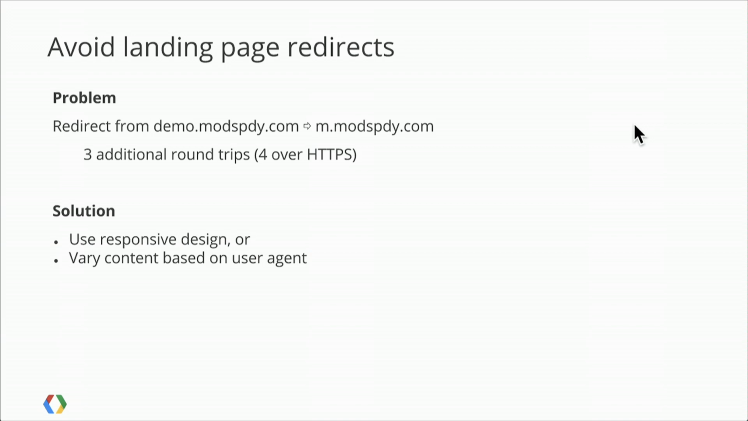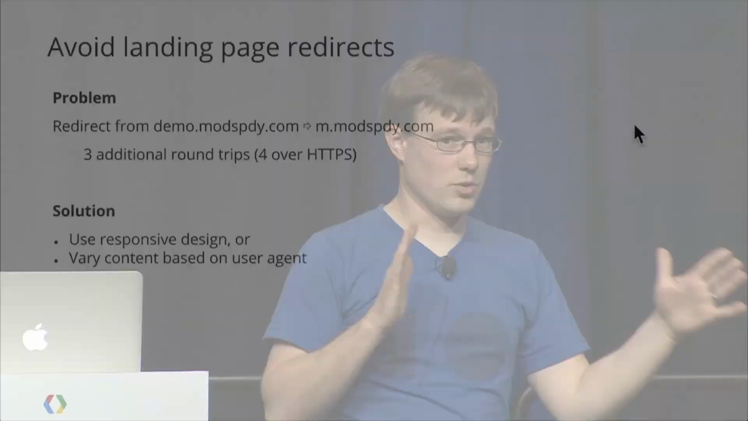To start, we've got this redirect, demo.modspeedy.com, which redirects to m.modspeedy.com. And we know that's costly. Mona has showed us. In this particular environment, we're using WebPageTest's 3G modeling. Round trips are actually 300 milliseconds. We've talked about 200 milliseconds being a good general target between 3G and 4G, but for this particular demo, we're using a 300 millisecond round trip time. And on top of that, because it's on HTTPS, we're looking at 4 round trips. So that redirect ends up costing us by itself 4 times 300, 1.2 seconds.